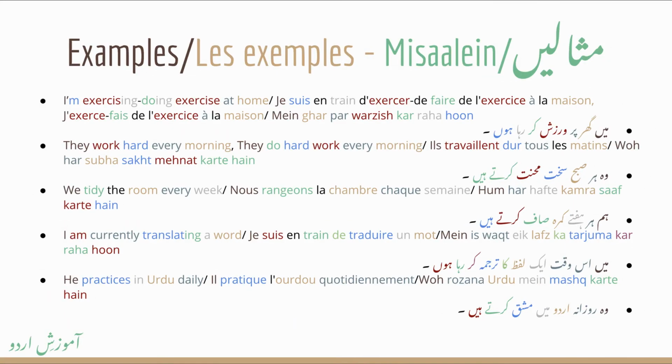Here are some examples. Chand misal. I'm exercising at home, or I'm doing exercise at home. मैं घर पर वर्जिश कर रहा हूँ. And this is for the masculine. They work hard every morning, or they do hard work every morning. वो हर सुबह सख्त मेहनत करते हैं.